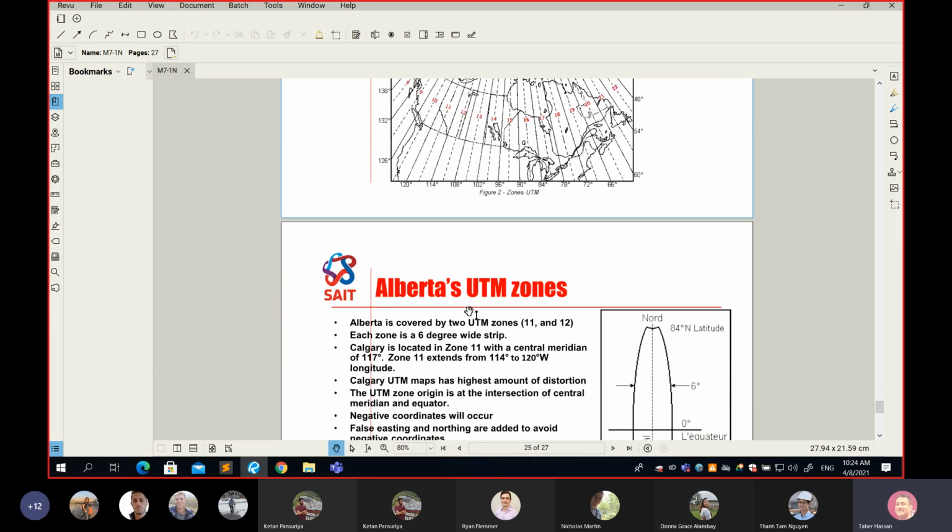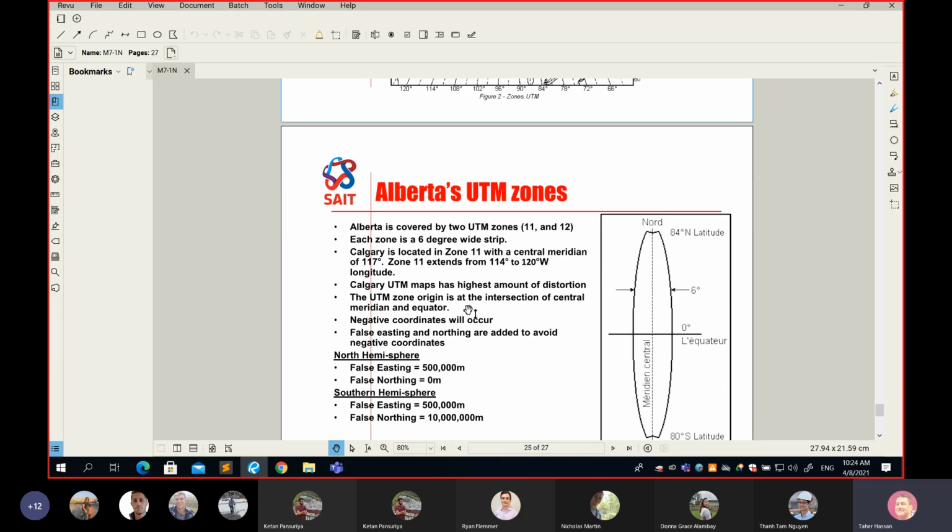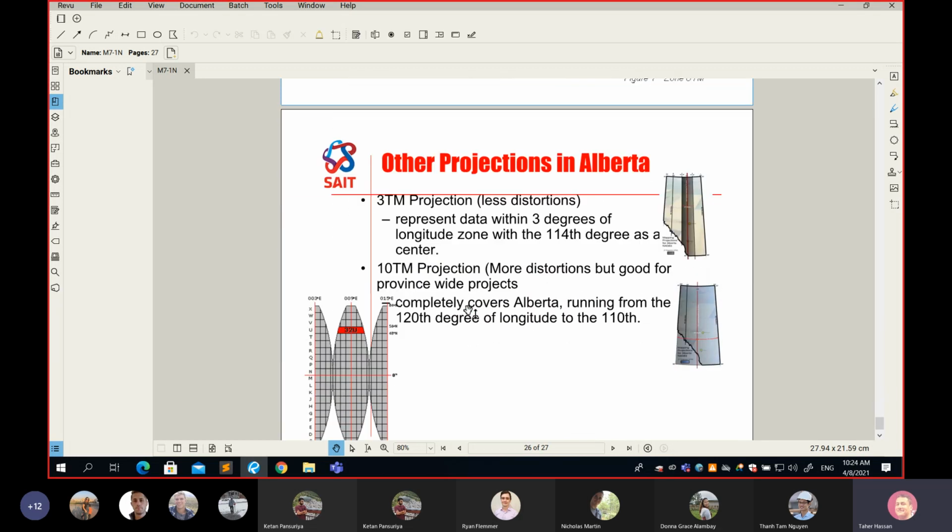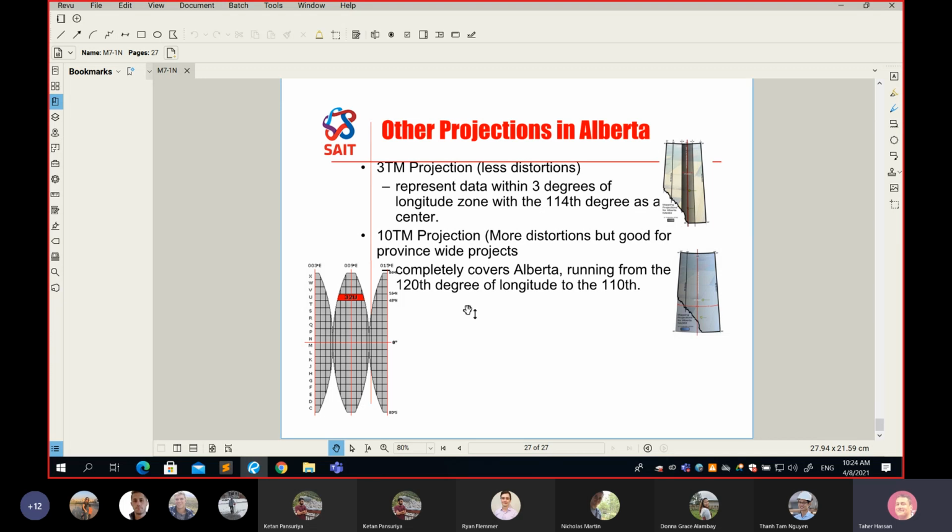And that's why I said last class that Calgary maps has the highest amount of distortion. Now we talked about UTM and we said, okay, so UTM, the zone is 6 degrees wide, okay? And people created different projections, a kind of alteration of UTM. So some people adapt UTM a little bit by changing the zone width. So some created another projection called 3TM.